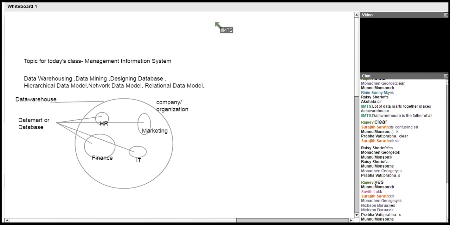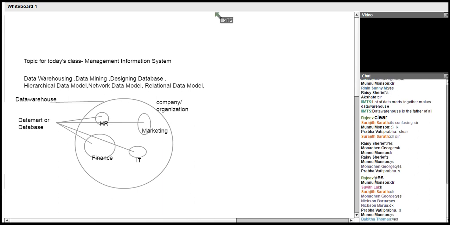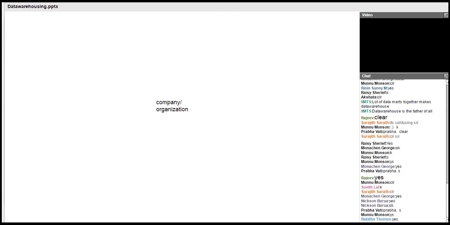Okay, great. So this is the difference between the data warehouse, data mart and database. Now moving on to the next slide.